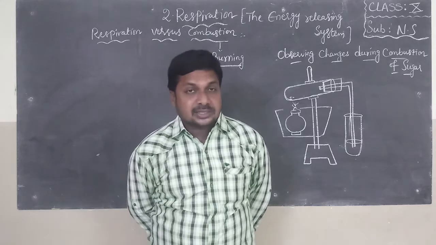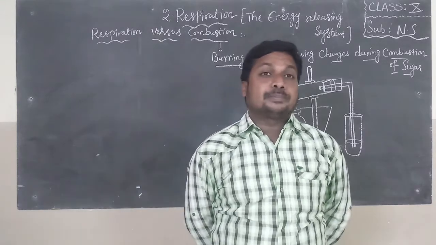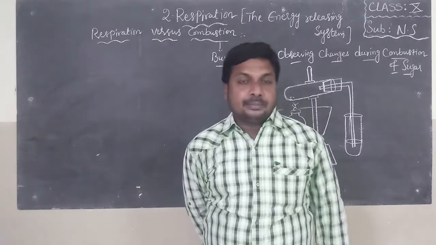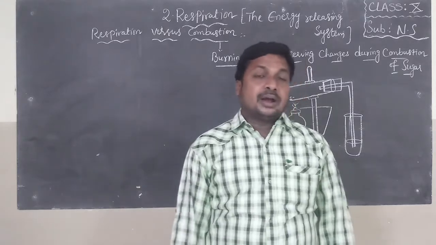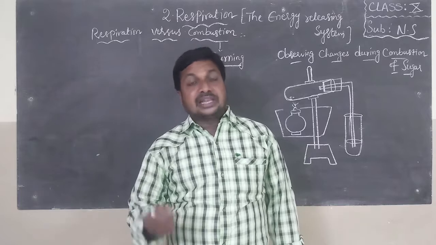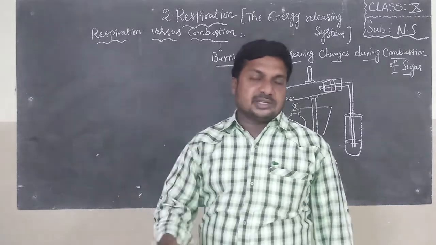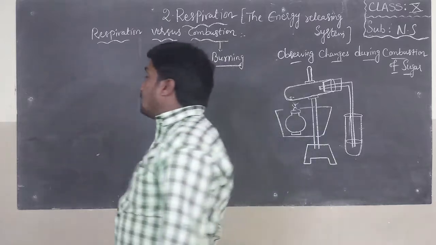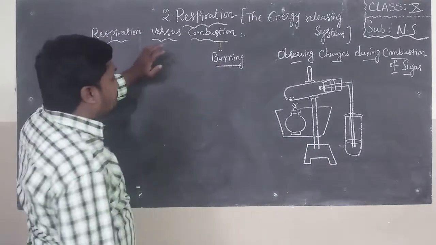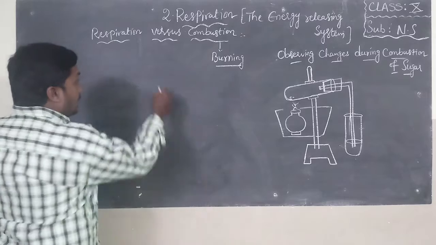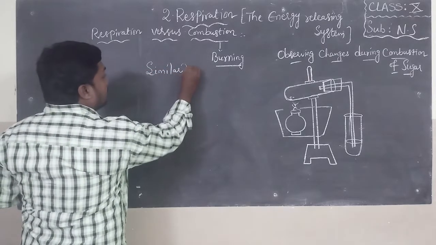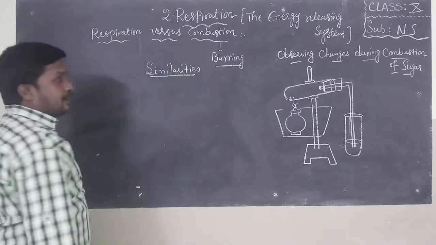What do you mean by chars? The sugar becomes black, and later it catches fire, produces water, and produces CO2. So these are the changes you can find during combustion of sugar. Now I will explain respiration versus combustion. Before that, I will explain the similarities between respiration and combustion.